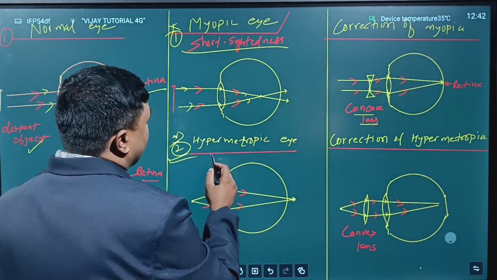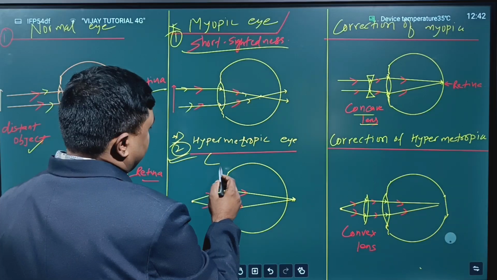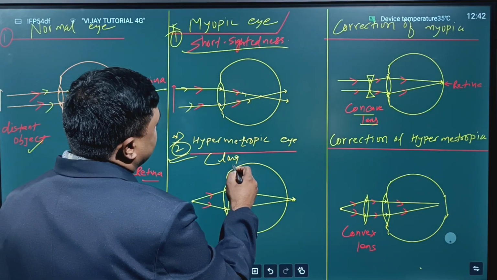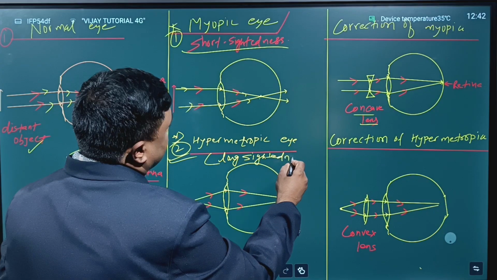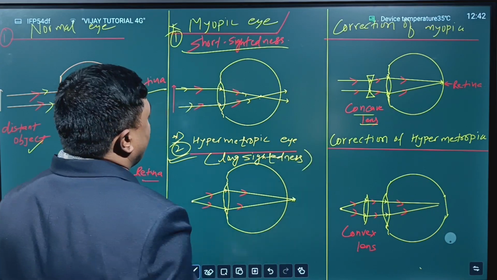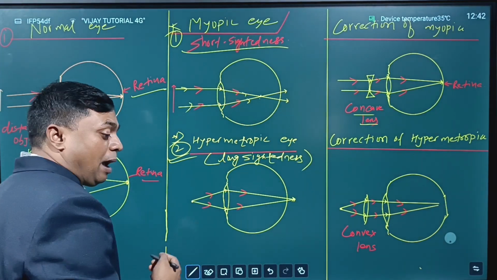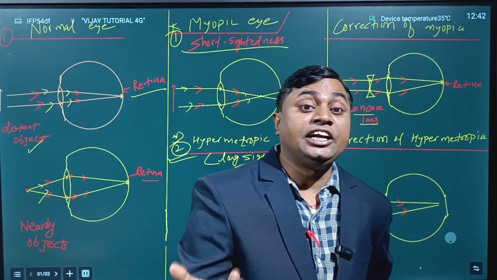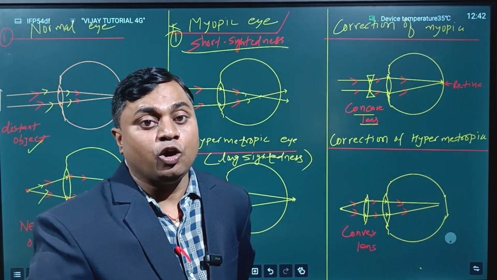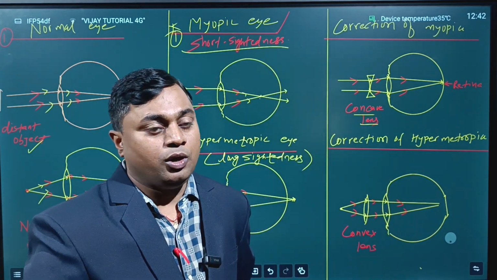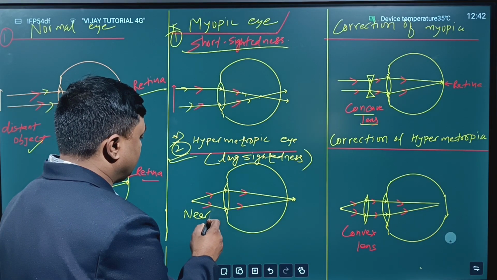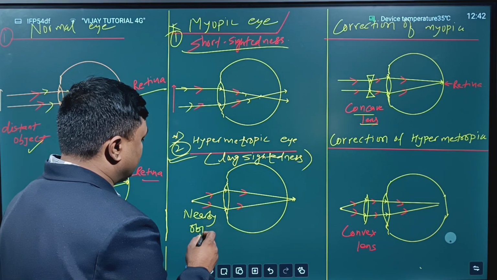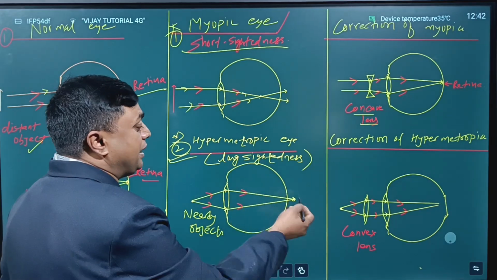It is also called what? Long-sightedness. What happens in case of hypermetropia? A person suffering from hypermetropia can see distant objects clearly, but nearby objects appear blurred to him. Why? Because whenever he is seeing nearby objects, the image is formed behind the retina.